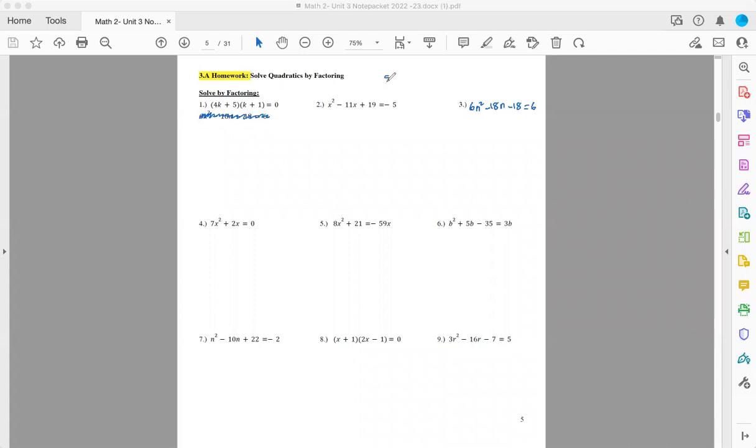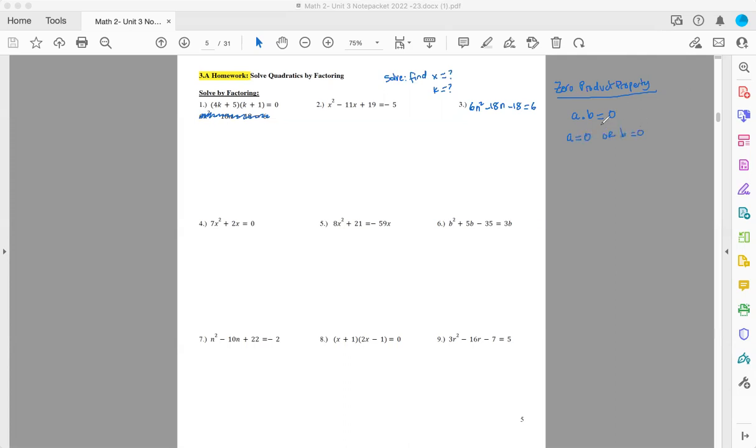What does it mean to solve? Solve means find the variable, find x or find k, right? Find what x is equal to, or find what k is equal to, depending on the variable. So in this case, in number 1, we want to apply the zero product property. The zero product property says, if you have, for this class we use two factors, multiplied that give you 0, then either the first one is equal to 0 or the second one is equal to 0.